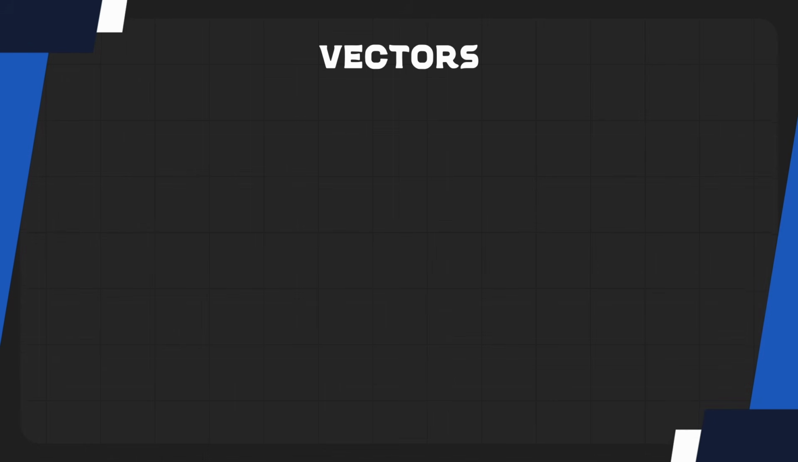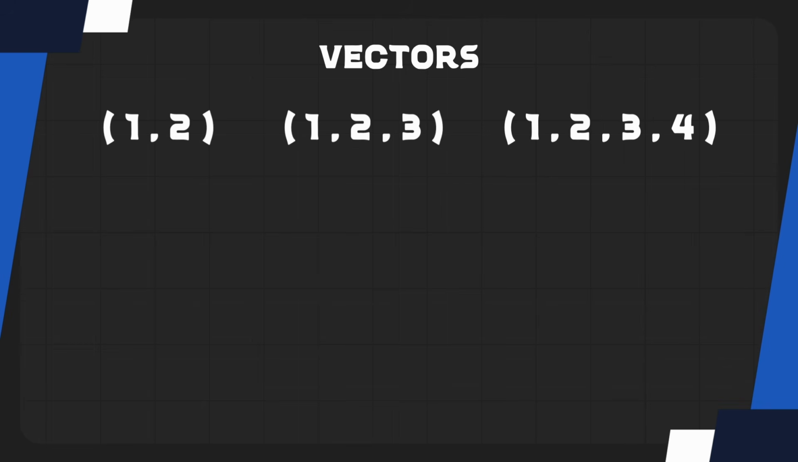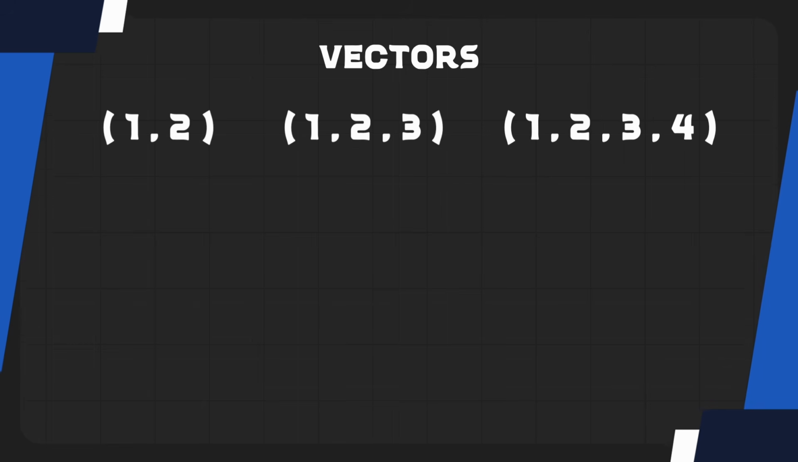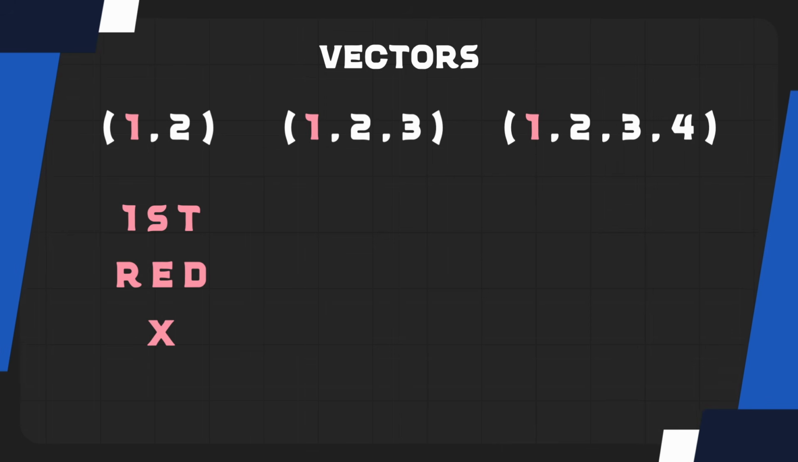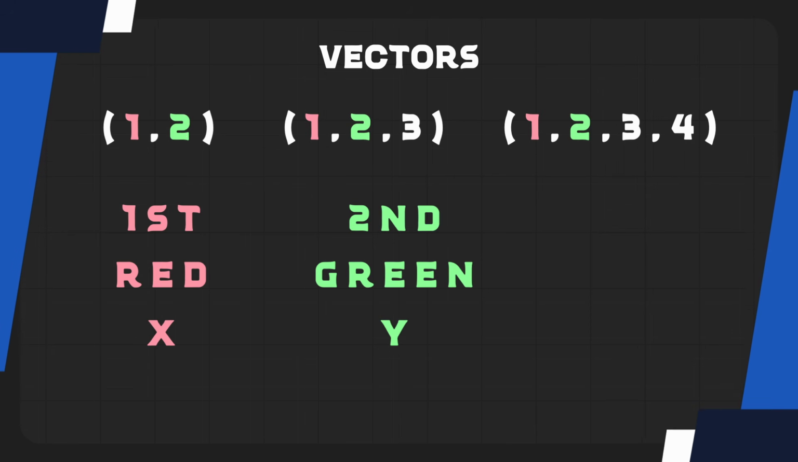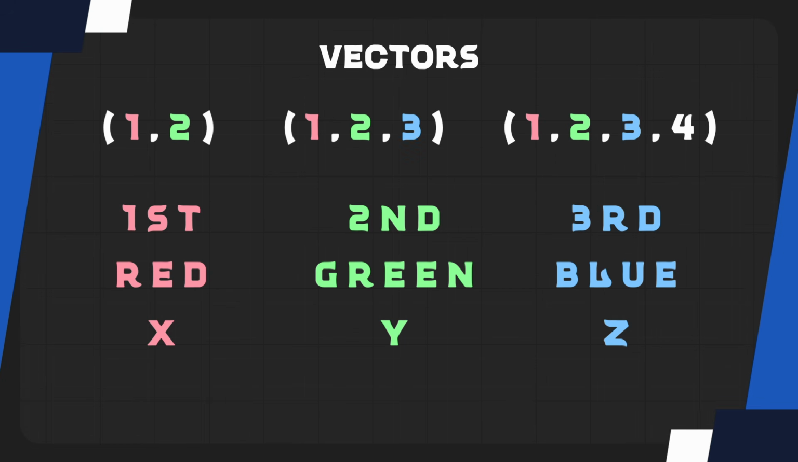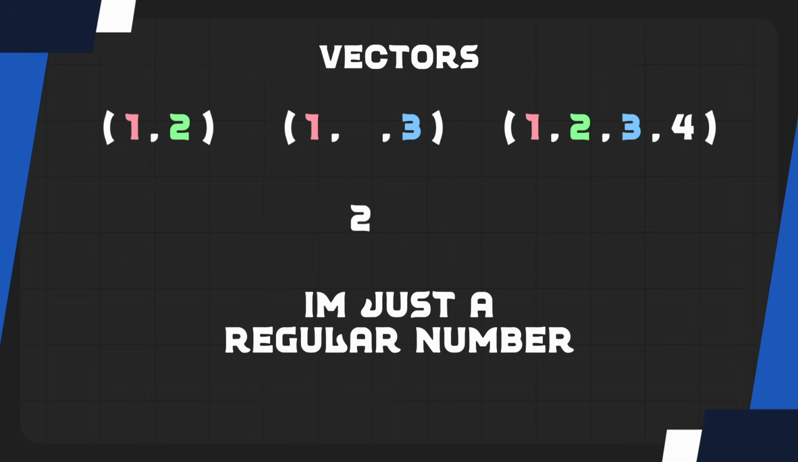A quick note on vectors in Unreal. A vector is just a group of 2 or more numbers. Each position these numbers take means something specific to Unreal based on context. The first position will always represent red or X. The second position will always represent green or Y, and the third position will always represent blue or Z. And this is true as long as they remain in a group. Okay, now to our demo.